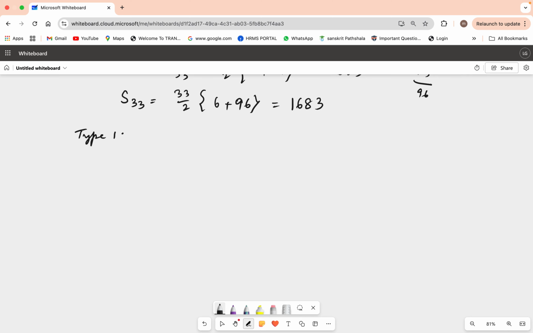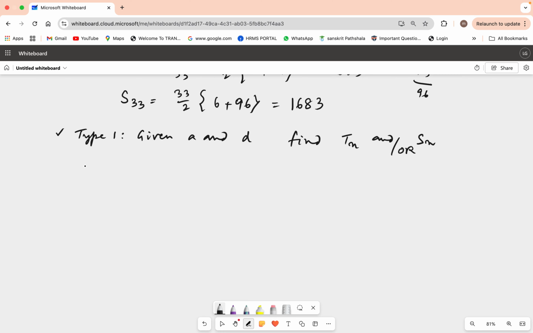Type 1 is: given a and d, we can find Tn. They may also ask you Sn. So they may ask you to find either Tn or Sn or both. So these questions can come. Just now we saw a question on how we found the summation given a and d, and a and l. So this is one type, already we have seen it.